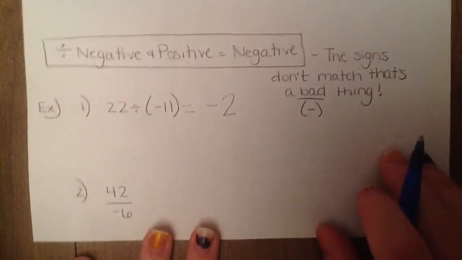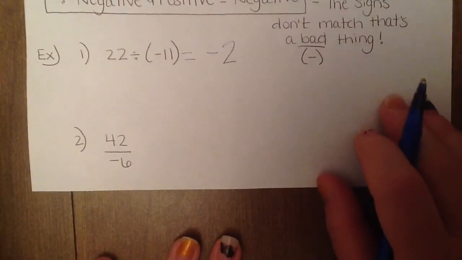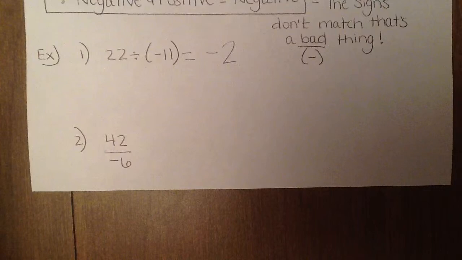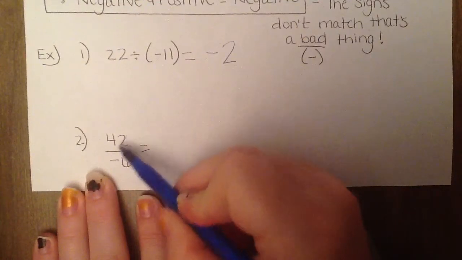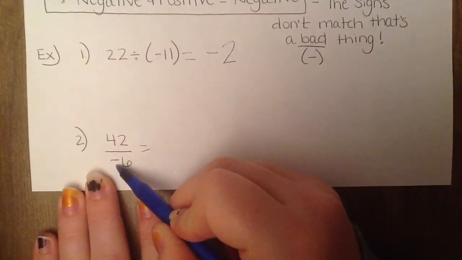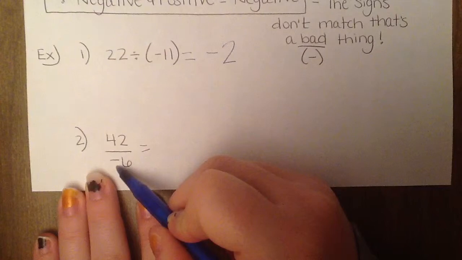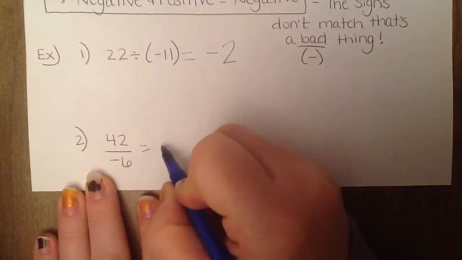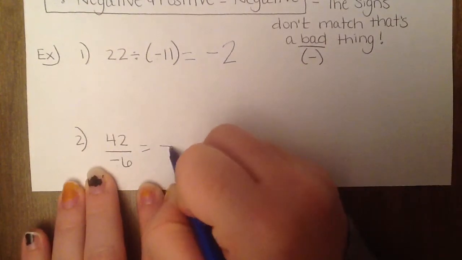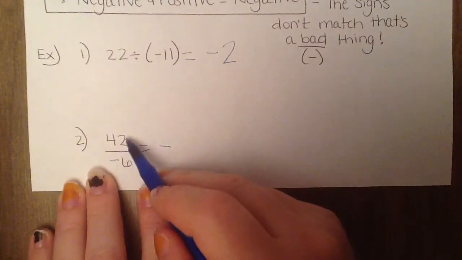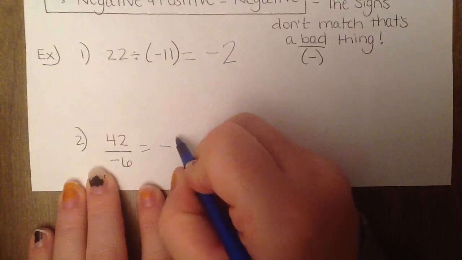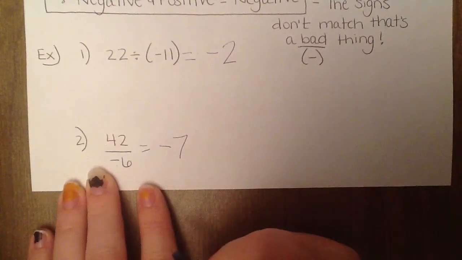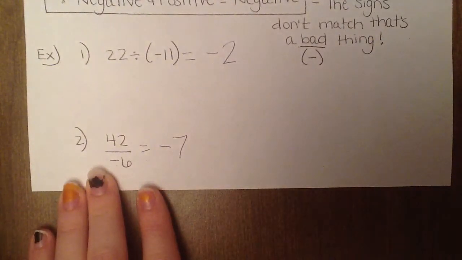Okay. Try this next one on your own. All right, let's see what you did. We have a positive and a negative. The signs don't match. That's a bad thing, so our answer will be negative. 42 divided by 6, 7. So our answer, negative 7. Nice job.